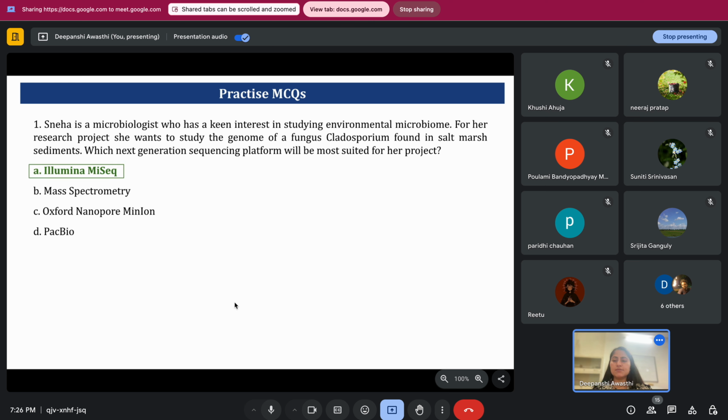Okay, now let's see. The correct answer is Illumina MiSeq, because the fungus Cladosporium's genome is not so large that we should look for Oxford or PacBio. So Illumina MiSeq is sufficient to sequence this genome. Option B was mass spectrometry, which gives you protein sequence information, so this would not be the correct answer. Oxford Nanopore and PacBio are also not correct. So Illumina MiSeq is the correct answer. Okay, now let's look at the next question.